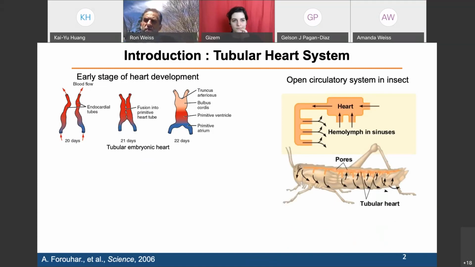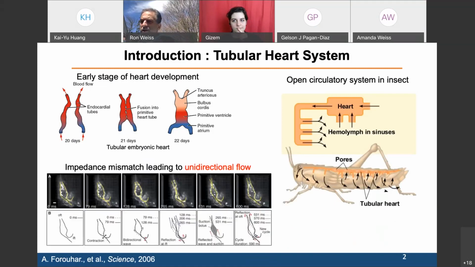But why this quite simple structure can pump the flow in a certain direction is quite interesting. So, scientists started to look into the mechanism. There's one Science paper that discusses the mechanism behind this phenomenon. Basically, we can understand that there is an impedance mismatch between these surroundings, so it allows a refraction wave, so we can control the flow in a certain direction.